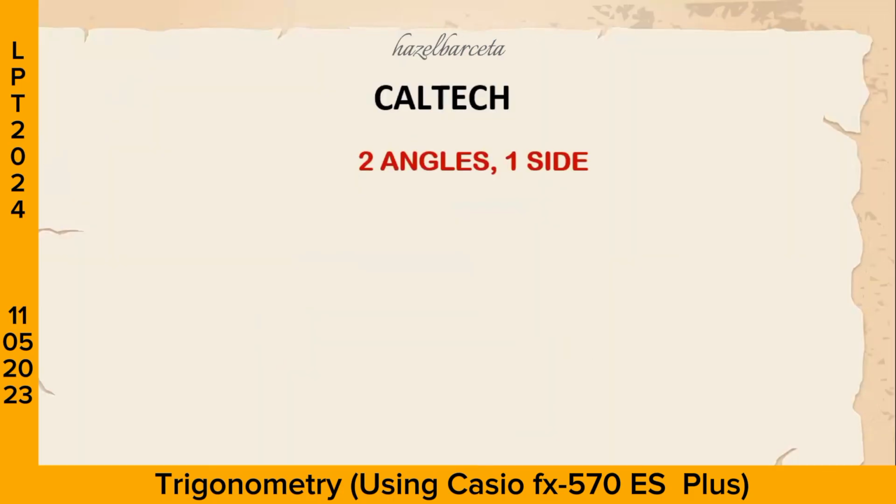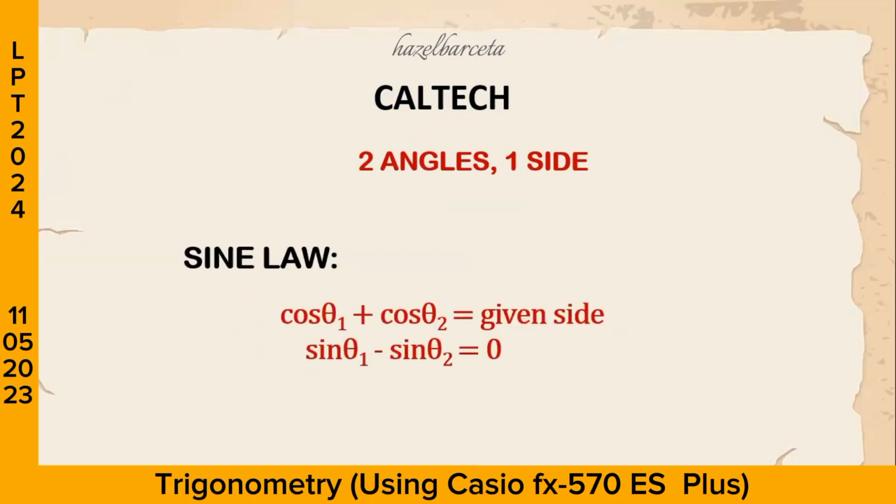Given 2 angles and 1 side na nagawa natin kanina, this is our sine law. Cosine theta 1 plus cosine theta 2 is equal to the given side. Sine theta 1 minus sine theta 2 is equal to 0. And we are to use mode 5-1. Using sine law, ano po ang ating masosolve? The 2 other sides since the given is only 1 side. Okay? So, that is for sine law.